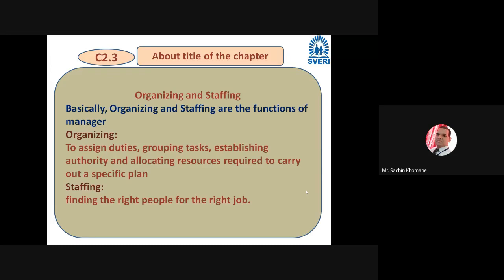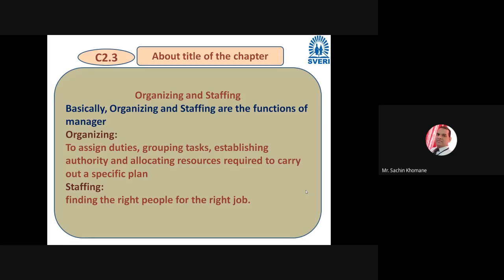Organizing means what? Assigning the duties, grouping the tasks. If you have so many tasks or big tasks, you have to group them into small tasks, and you have to assign that particular task to a group of people. Establishing authority means finding the leader for a certain task, finding one leader, and giving that particular task to that particular group.